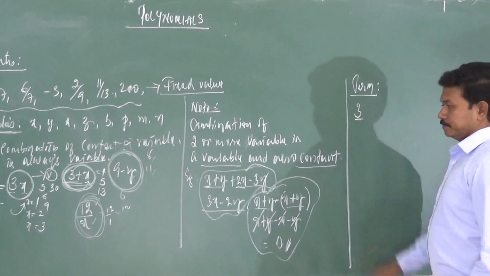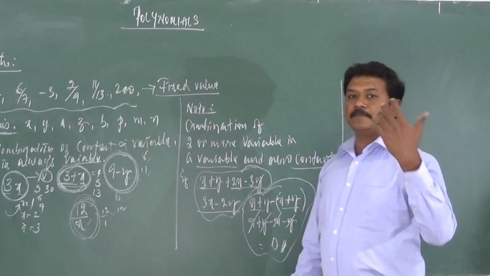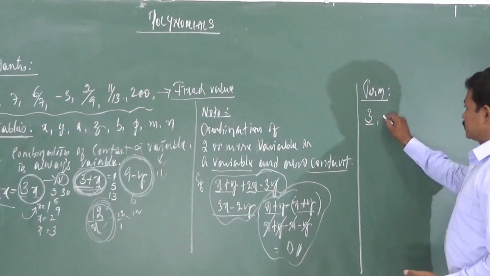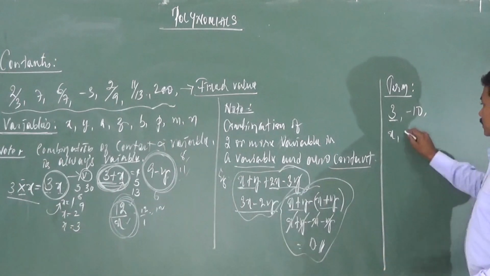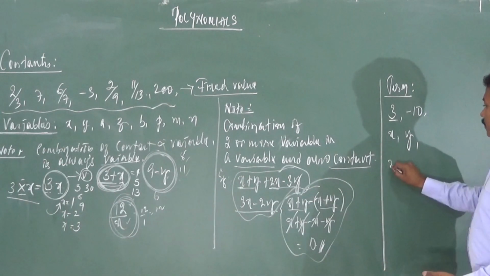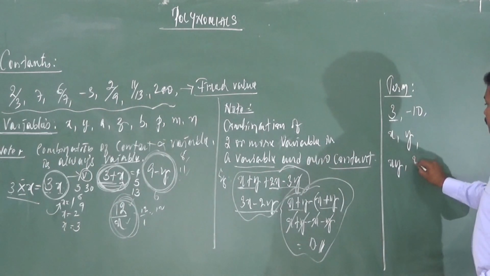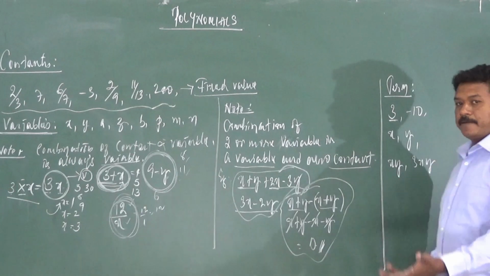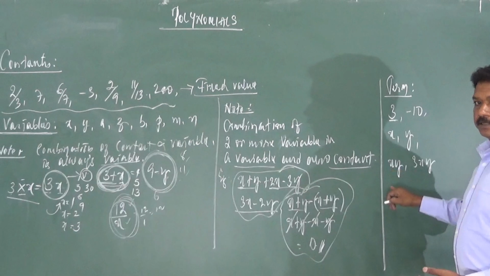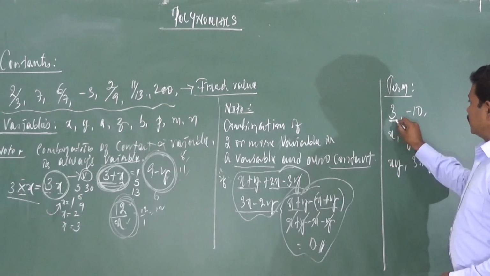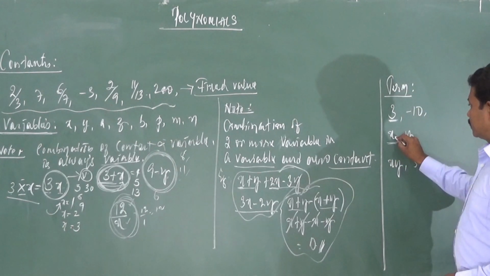3 is a term. In algebra, when we write a constant, that constant is also called a term. Minus 10 is also a term. yx is also a term. y is also a term. What is xy? xy is also a term. Next, 3xy. What is this? This is also a term. So these are all called terms in the algebraic expression. So here 3 is called a constant. Constant is also a term. x is called the variable. Variable is also called a term.